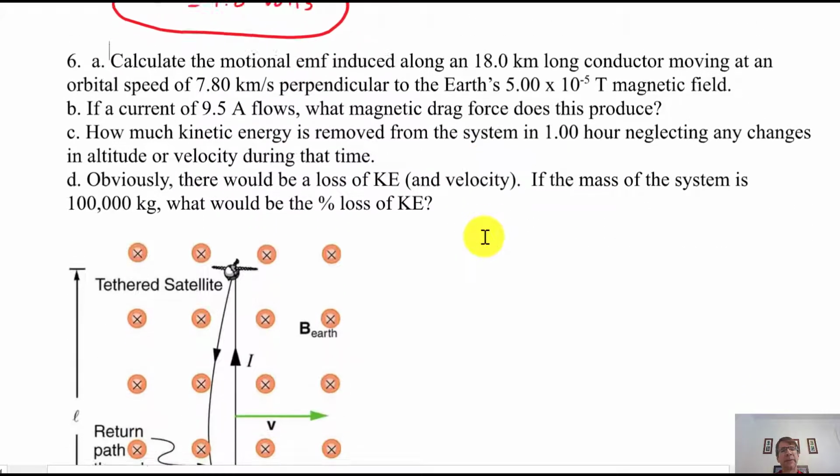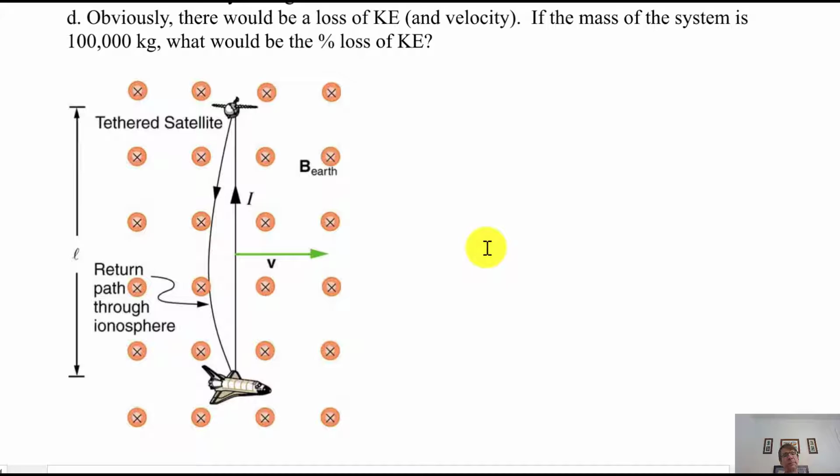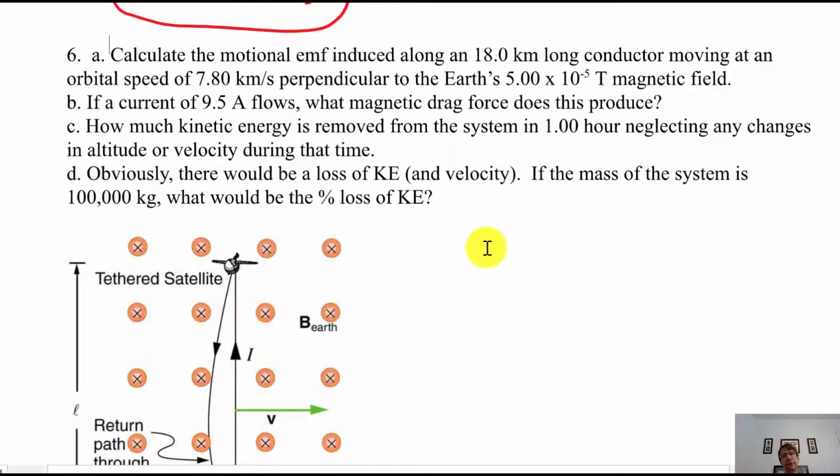Well, here's an interesting one. This is basically from the book. It's some kind of theoretical situation where you have like a space shuttle. There's a diagram here. I took this right out of the book. With a really long wire. It says it's 18 kilometers long. That's probably, I don't know, 10 or 12 miles long conductor. And you're moving it very fast because it's 7.80 kilometers per second. This is a space shuttle in orbit in outer space.